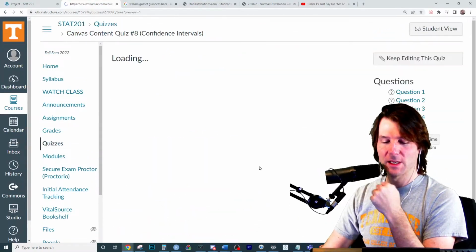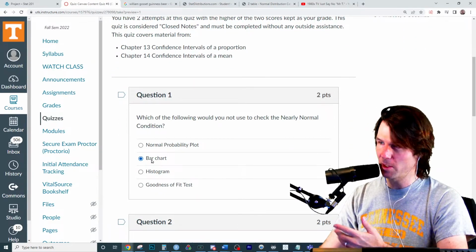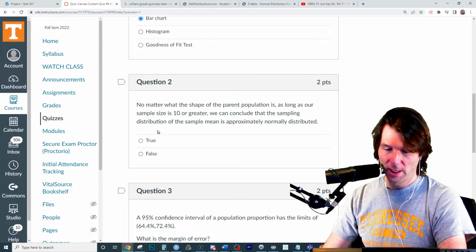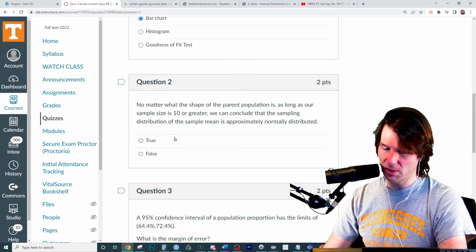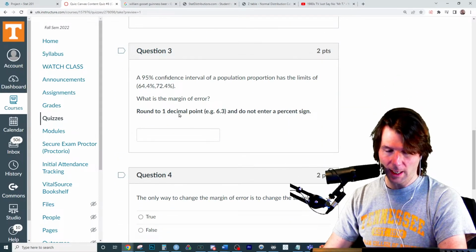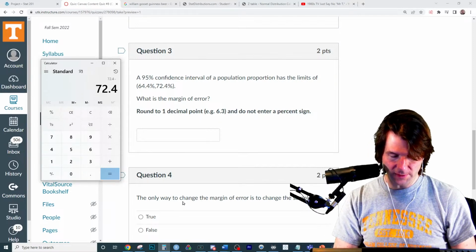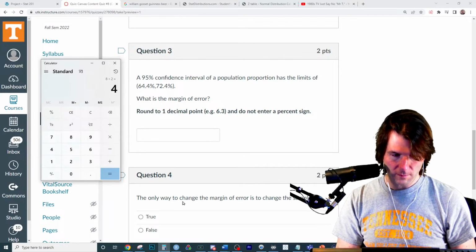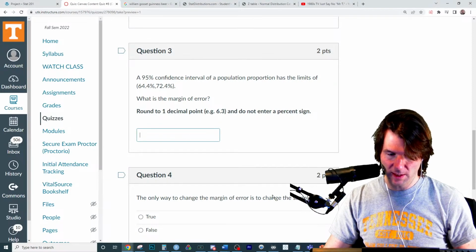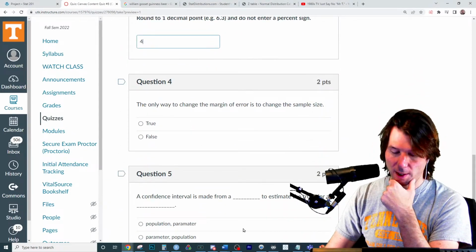So we'll do some chapter 14 here in a second, but at this point, I hope you're good enough to fly through these and be like, we don't use bar charts because they're categorical. No matter what the shape of the population is, as long as we have a sample size greater than 10, the sample distribution is approximately normal. No, if the distribution is very skewed, that'd be wrong. Half the length of the interval is going to be the margin of error. So it's 4. Should have been able to see that. The only way to change the margin of error is change sample size. No, you can change your confidence.